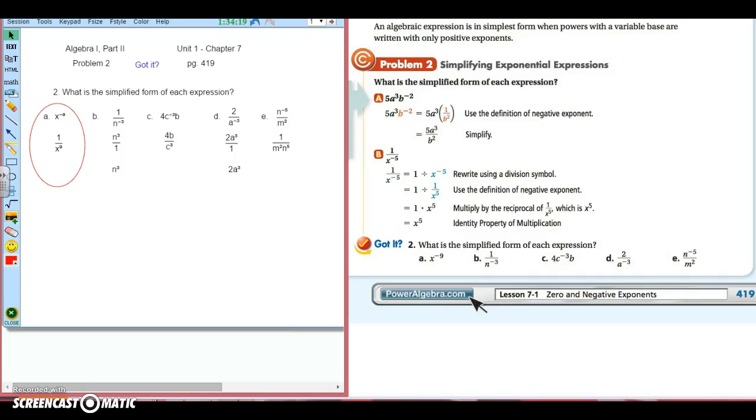This is Algebra 1, Part 2, Unit 1, which is Chapter 7, Problem 2, the Got It, on page 419. What is the simplified form of each expression?